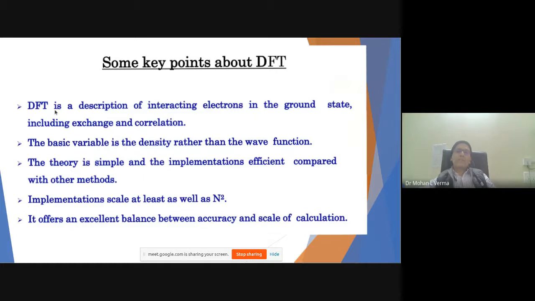Some key points: DFT is a description of interacting electrons in the ground state, including exchange and correlation, and the basic variable is the density rather than the wave function. The wave function was used by Schrödinger, so in place of the wave function, density is used. The theory is simple and the implementation efficient compared with other methods. This is cost effective, and the implementation scales at least as n squared. It offers an excellent balance between accuracy and scale of calculation.